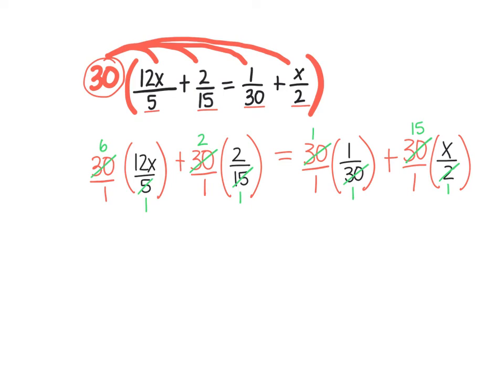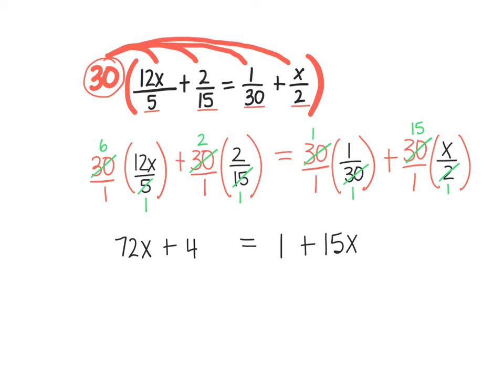And this is what I was writing out earlier when I was pretending that I had magically made the denominators disappear. So what we're going to do is multiply the numbers that have been left over after we've cross-canceled. So 6 times 12x is going to give us 72x. 2 times 2 is going to give us 4. We'll keep our equal sign. Now on the other side of the equal sign, 1 times 1 is going to give us 1. And 15 times x is going to give us 15x. And now we would solve the rest of this equation by collecting the like terms onto the same side of the equation and simplifying from there.